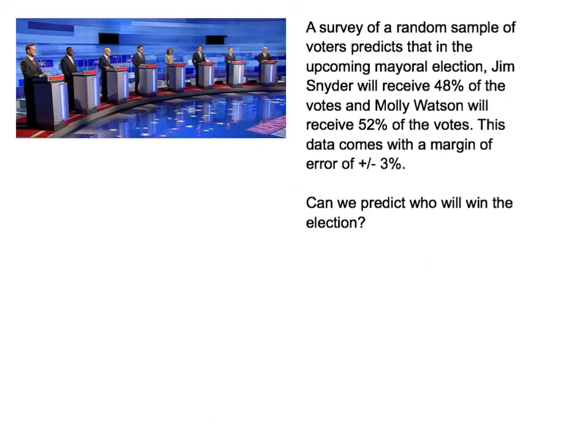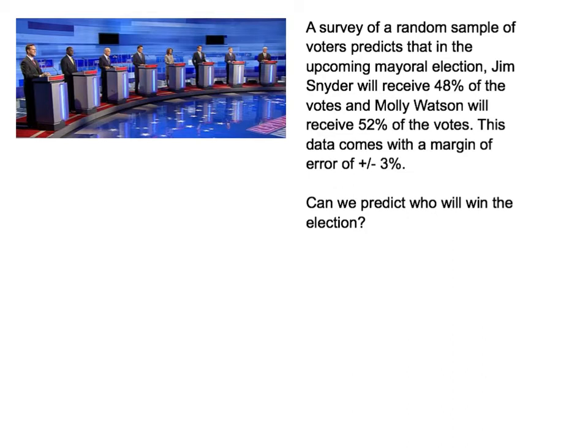Okay, so a survey of a random sample of voters predicts that in the upcoming mayoral election, Jim Snyder will receive 48% of the votes, and Molly Watson will receive 52% of the votes. Now, this data comes with a margin of error of plus or minus 3%. Can we predict who will win the election? So I want you to pause the video, and I want you to try this on your own. I bet you can figure it out. Play it when you're done, and we'll run through it.